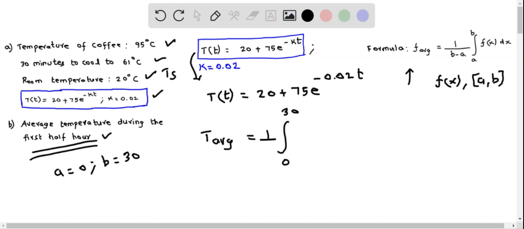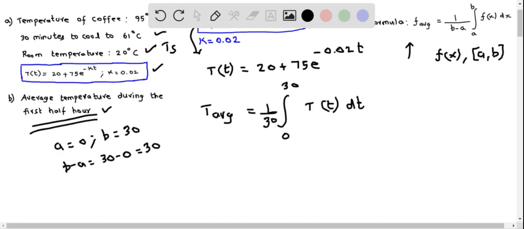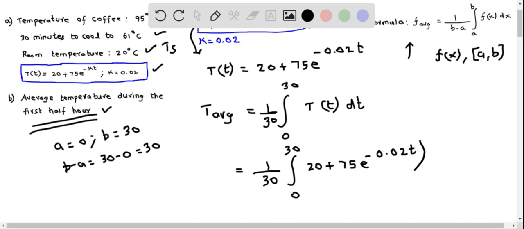Then we have to put 1 by b minus a. We calculate b minus a equals 30 minus 0, which is equal to 30. So I put 1 by 30, integral of 0 to 30, and then the temperature function, that is T of t dt. Now let's replace T of t with the equation. So this becomes 1 over 30, integral within the limits 0 to 30, 20 plus 75 e raised to the power of negative 0.02 t dt.